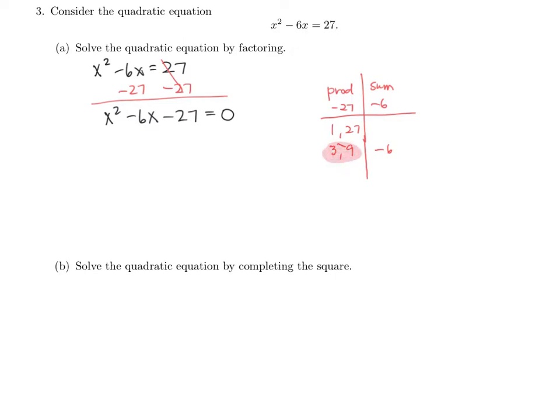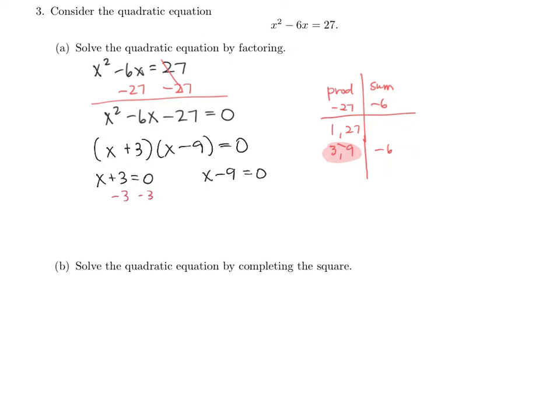So those are the two numbers we're going to use in our factors. So we'll have x plus 3 and x minus 9. And again, the plus 3 and the minus 9 come from the chart. Now, since I have it factored, I can set each factor equal to 0 and solve each linear equation separately because of the zero factor property.